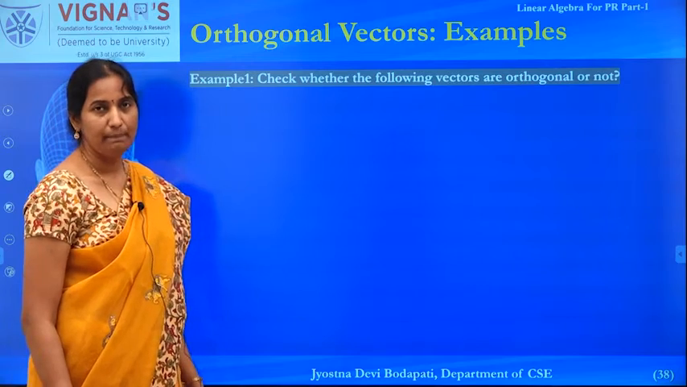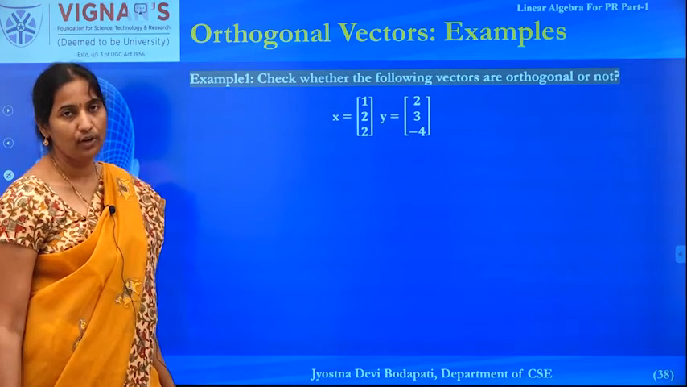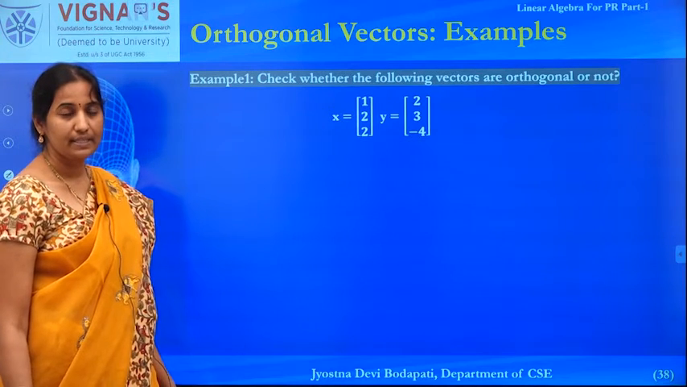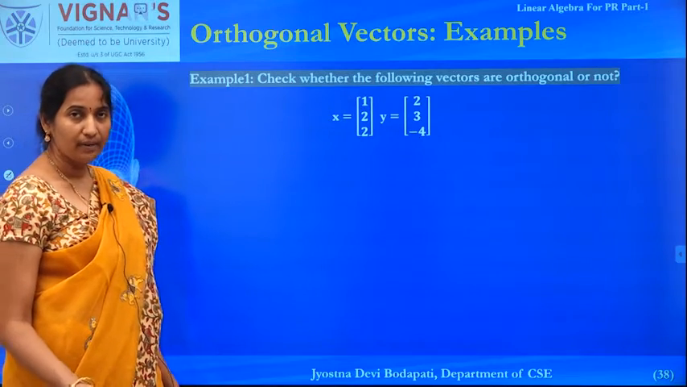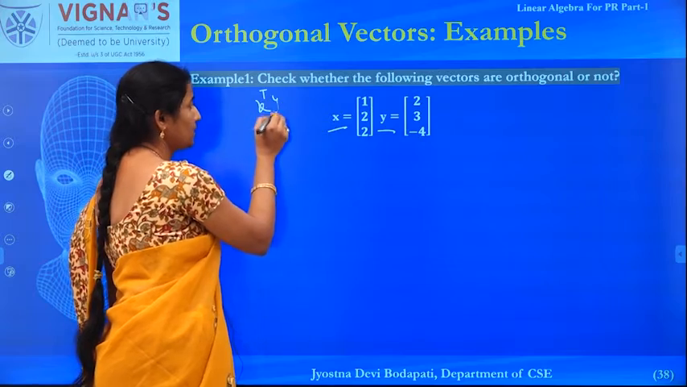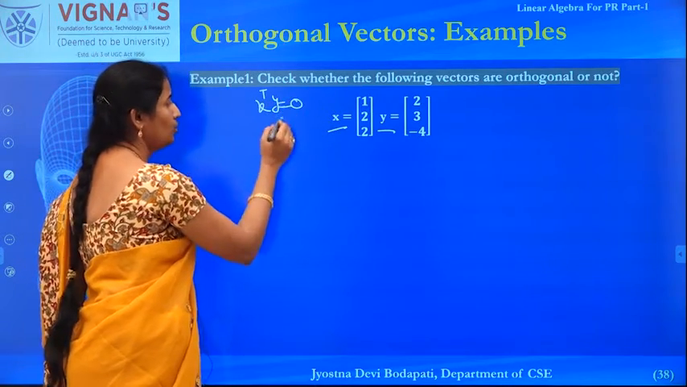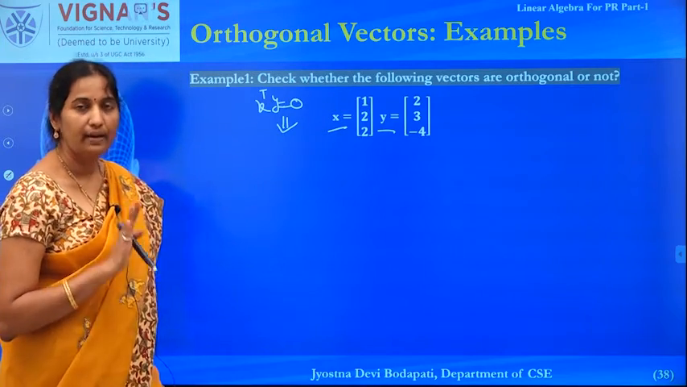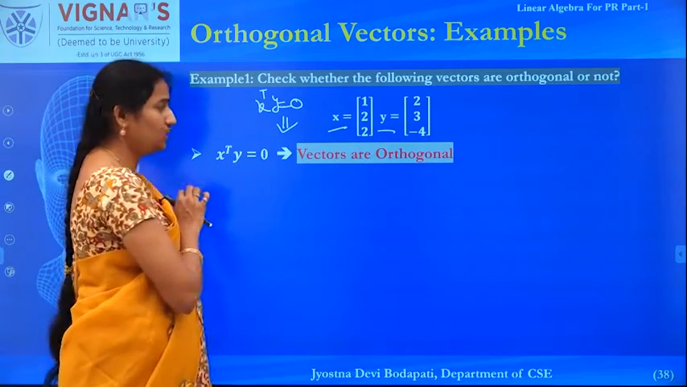Now, let us have some examples. Given two vectors, how do we identify whether they are orthogonal or not, or orthonormal or not? You need to identify the inner product between these two vectors. For x and y, how do we compute the inner product? x transpose y. So, if this inner product is 0, then the two vectors are orthogonal, otherwise they are not orthogonal. Let us see how we compute the inner product of these two vectors.